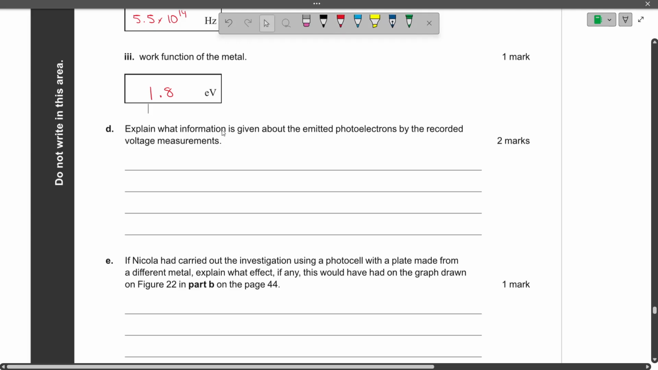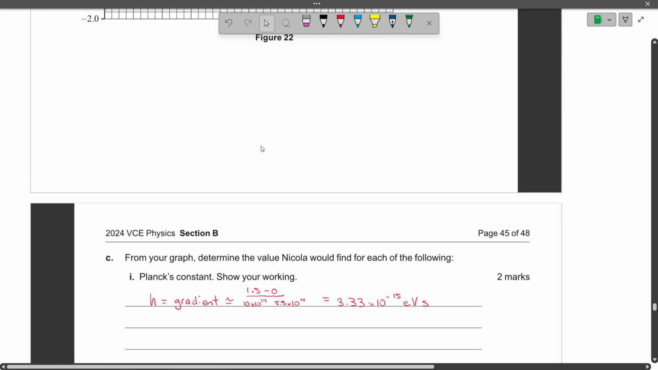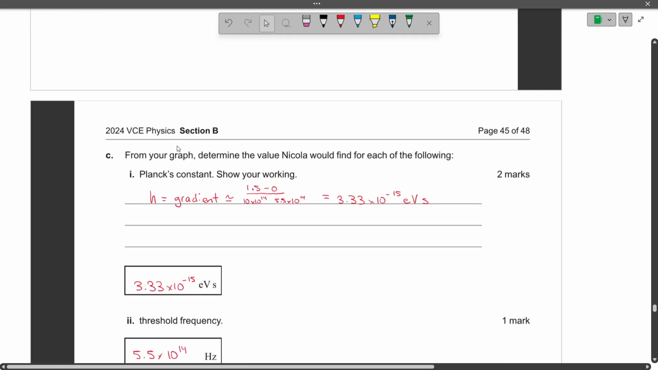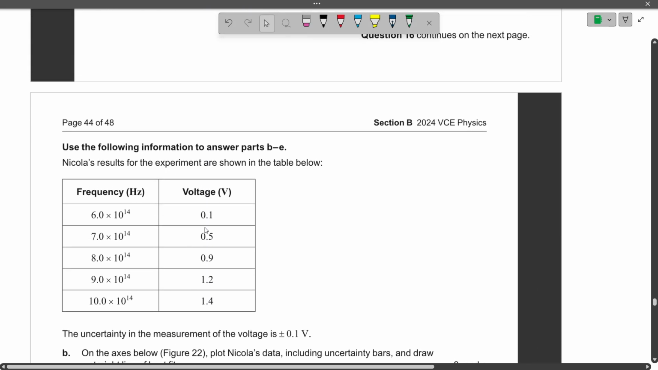All right, explain what information is given about the emitted photoelectrons by the recorded voltage measurements. Okay, so what does this question even mean? What is this stuff here telling you about the photoelectrons? What do we know about the photoelectrons if I know these voltages? Again, this is just from theory.